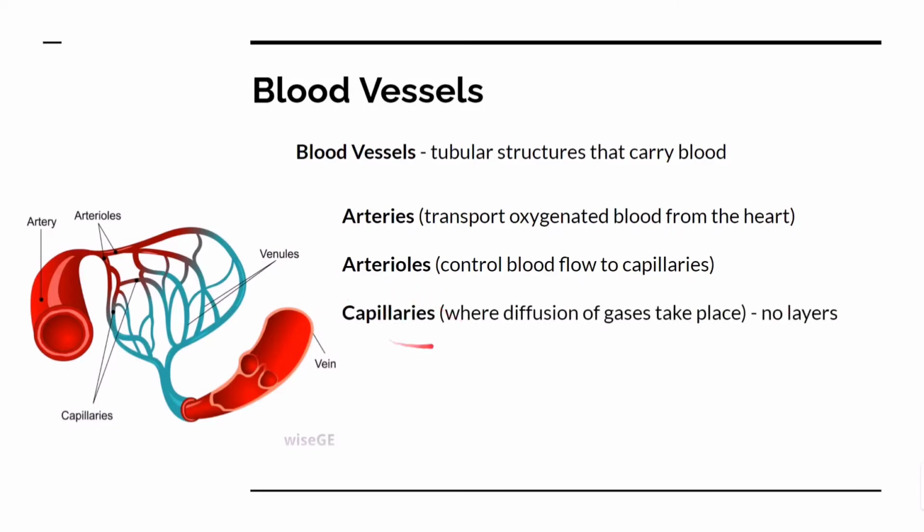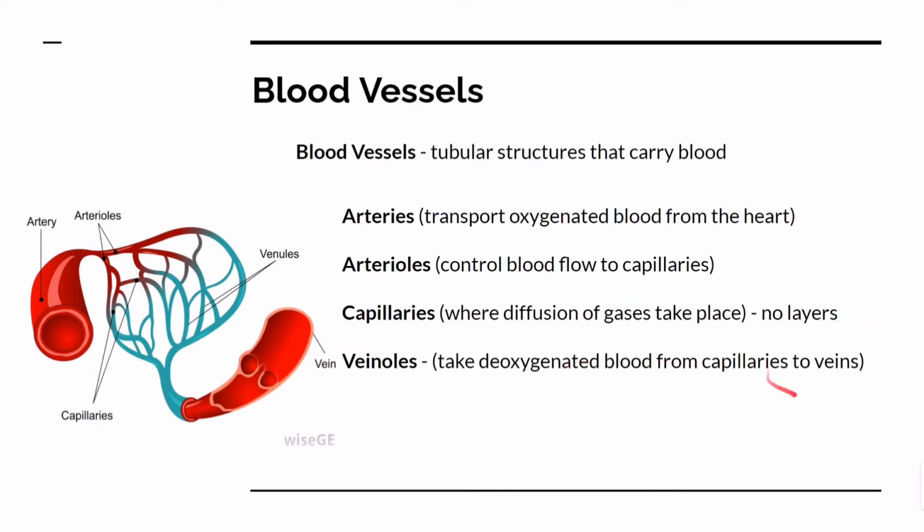Capillaries are where the diffusion of gases takes place, so oxygen diffuses into our cells and carbon dioxide out of them. I just want to point out now that not all of the layers we're discussing in this video are included in capillaries. Then we have venules, which take the deoxygenated blood from the capillaries to the veins. And lastly, we have our veins, which take the deoxygenated blood back to the heart, and the cycle starts again.